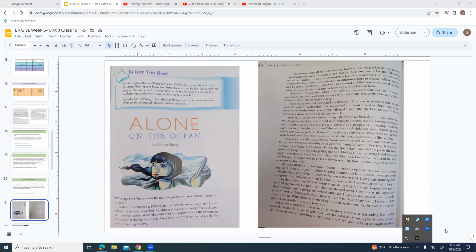Then my father said to me and my brother, "You have to listen to your mother and take care of each other. Do not complain about any hardships, because the most bitter of the bitter you suffer will make you into the best people." I was as heavy as a stone when I heard these words. Suddenly I heard our names being called and we kissed each other goodbye. We dragged ourselves on the boat with heavy footsteps. We started our adventure on a small boat, only 60 feet long. It carried 230 people. Our baggage and food were thrown into the cabin, and the women and children were forced to jump down into the cargo hold. It was all in darkness, and we could just sit on the floor with bent knees. Soon the hold was filled with people packed in like sardines.